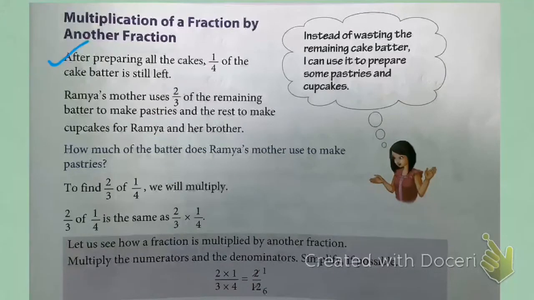So 1/4 batter is left, and from this 1/4 Ramya's mother uses 2/3 of the remaining batter. How much is remaining batter? This is 1/4, to make pastries, and the rest to make cupcakes for Ramya and her brother. How much of the batter does Ramya's mother use?